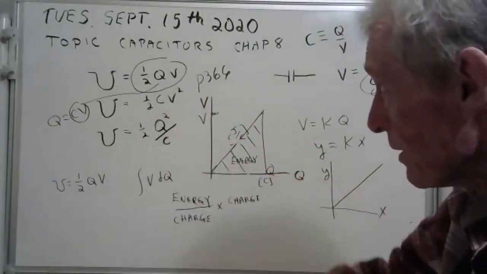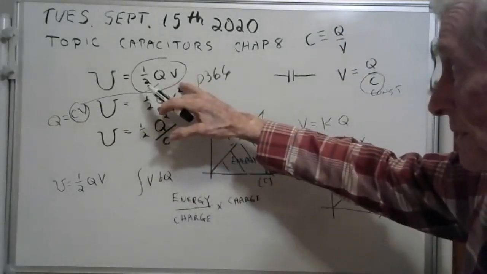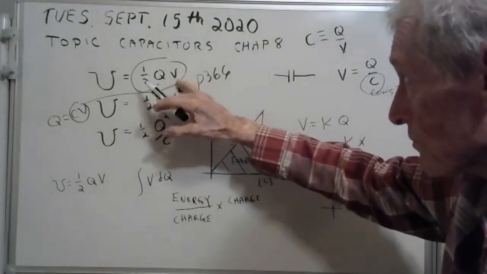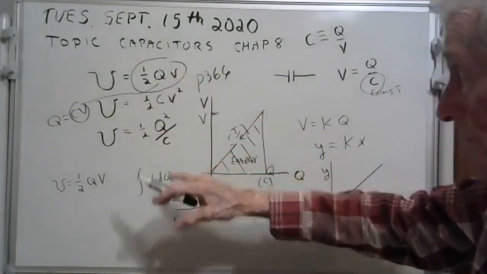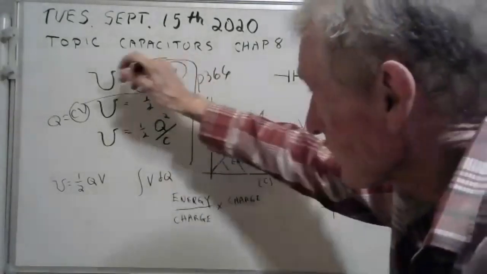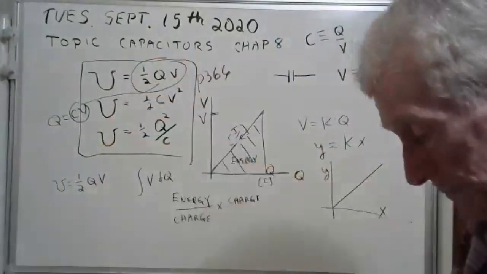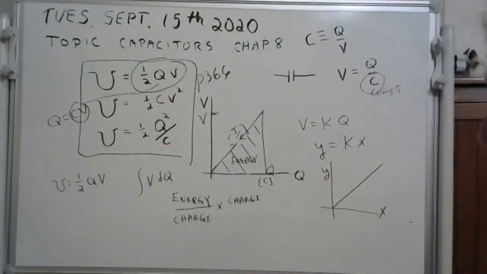Where does this one come from? Well, see, V is equal to Q over C. So if you have a Q over C, you'll get 1/2 Q times Q over C. You get 1/2 Q squared over C. There's our three equations, and that's where they came from. It's in your book. You could read your book if you had to.